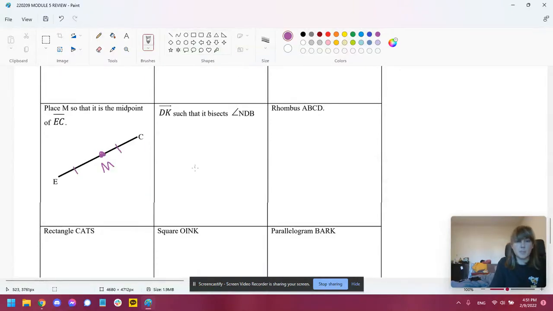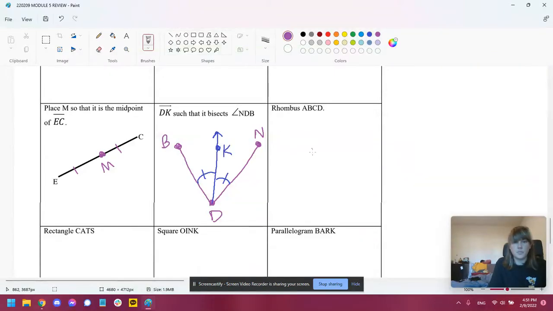DK such that it bisects NDB. So we can write any angle NDB. So D definitely has to be in the middle, and then N and B have to be the start and the stop points. We could have switched N and B, that's not a problem. And then DK, such that it bisects this angle, means we're cutting this angle in half. This side is equal to this side, and this is a K. A rhombus is any four-sided shape that has the same side lengths. So if all of these are the same, that's a rhombus.